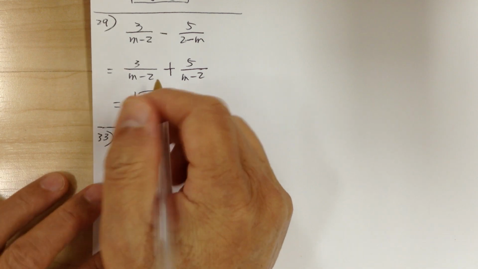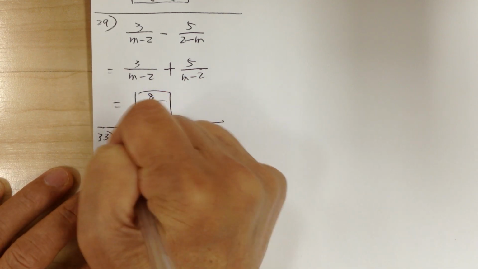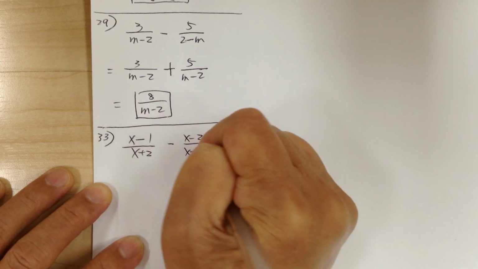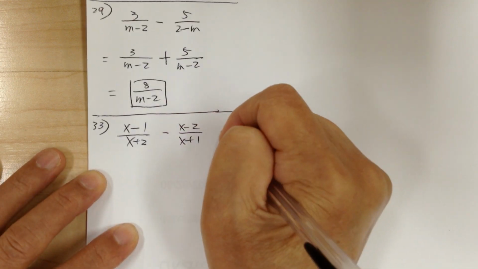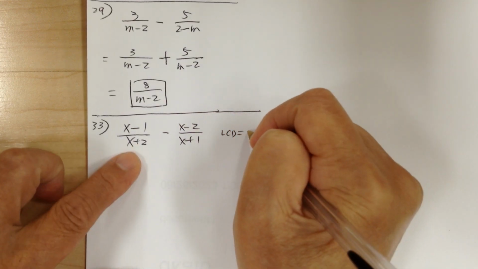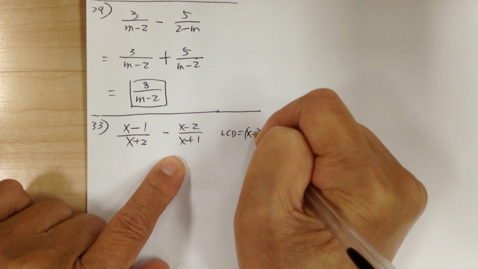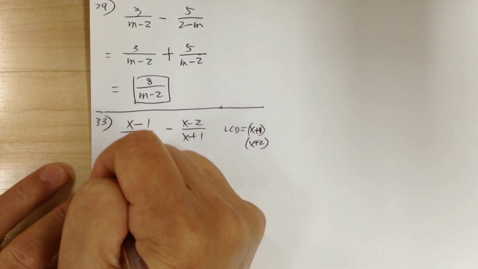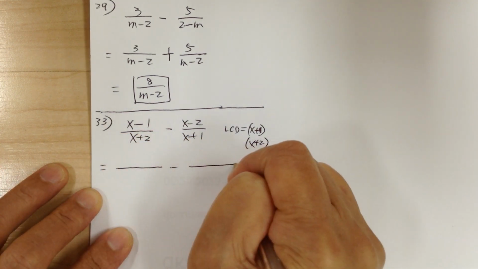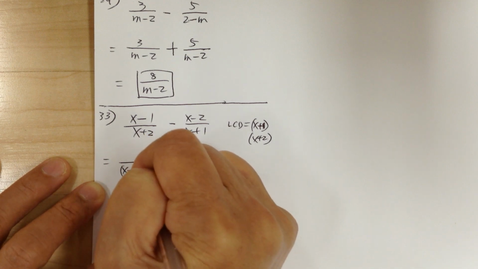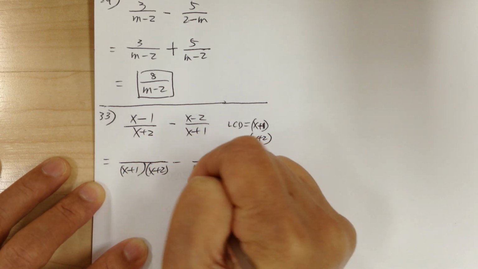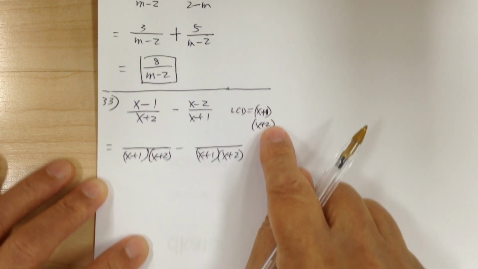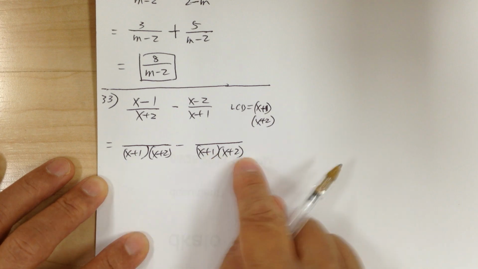Okay, 33. You have (x minus 1)/(x plus 2) minus (x minus 2)/(x plus 1). So your LCD is going to be x plus 1 and x plus 2. So you're going to get x plus 1, x plus 2, x plus 1, x plus 2. Step 1, identify the LCD. Step 2, put it down over here.